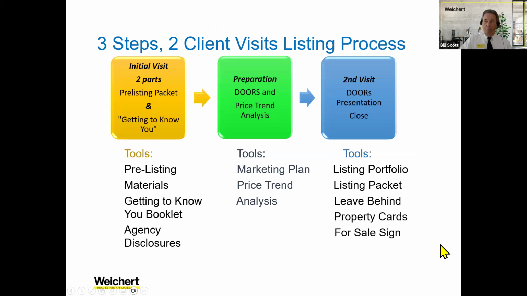This is the process. 3 or 4 steps, 2 or 3 visits. The reason I say 3 or 4, this starts with the initial visit, which says pre-listing package, getting to know you. Shauna told me that she shared with you that what she likes to do is deliver that pre-listing package before her first appointment and her first visit. Sometimes that works for you, sometimes it doesn't. If you do it that way, then you're going to have 4 steps and 3 visits. If you bring the pre-listing materials with you on that first visit, then you're going to have 3 steps and 2 visits.